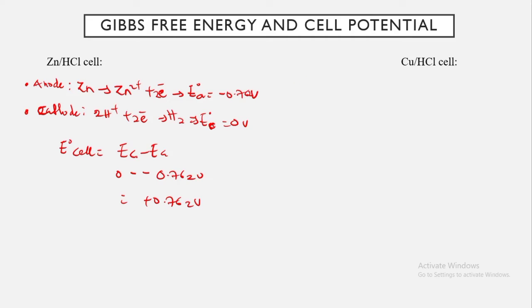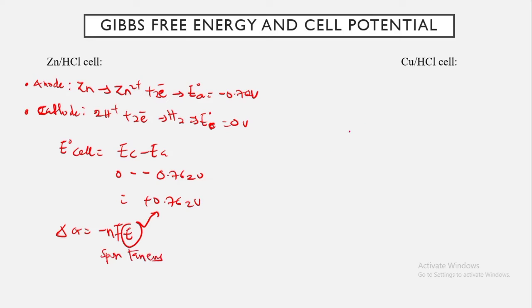And since we have a positive E naught cell, will the reaction be spontaneous or non-spontaneous? Let's guess. From here, we know that the change in Gibbs free energy is equal to negative nFE, right? And in this case, E is positive, so I don't want to solve it. If it's positive, then what happened? It is spontaneous. So that means that this reaction will occur.